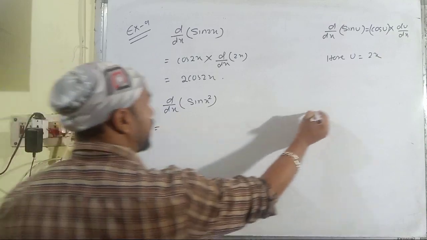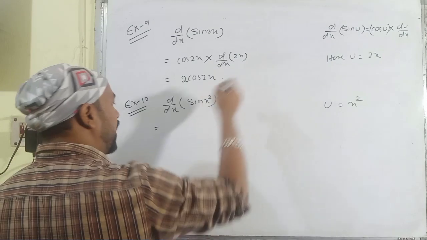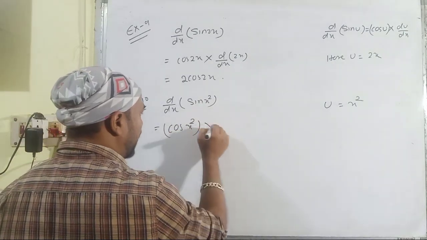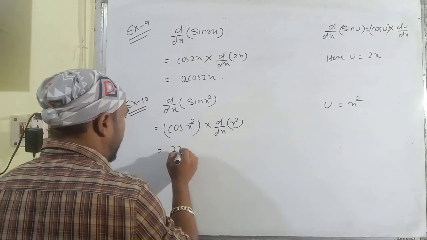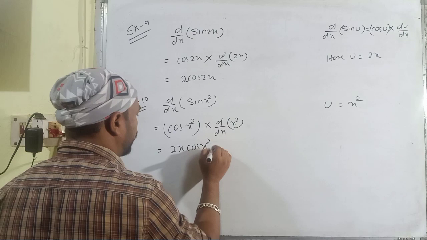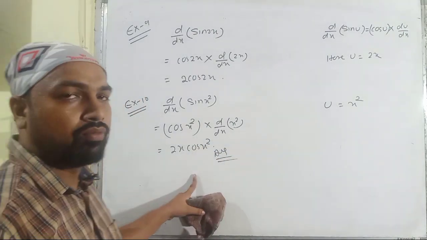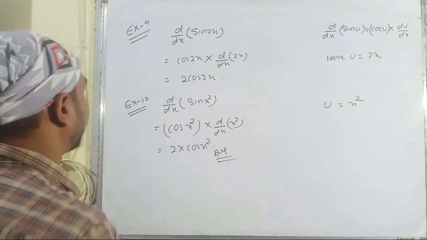So here u is equal to x square. According to this formula, it will be cos u, that means cos x square multiplied with differentiation of x square, which is 2x multiplied with cos x square, and this is the general answer. The solution of the basic problem. Then moving on to some more problems.